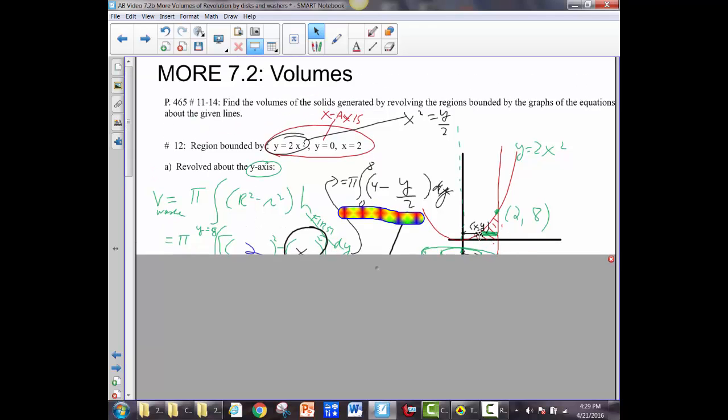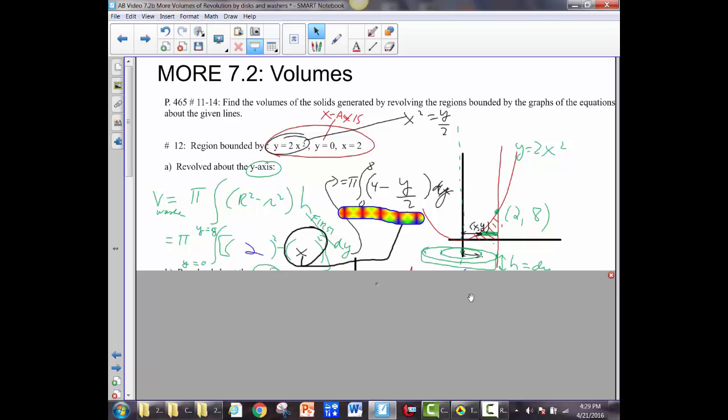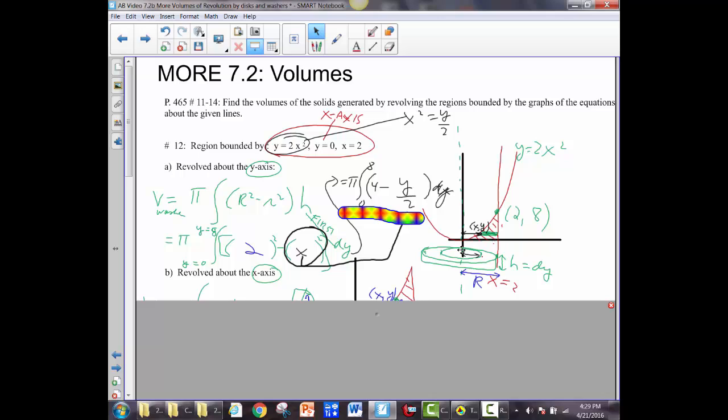So remember, that means we have to draw the rectangular strip perpendicular to the y-axis. Now again, remember how I do this. This is going to be a washer, by the way, and the reason it's going to be a washer is the y-axis is not one of the three borders of this shaded region. So there's this gap in here.